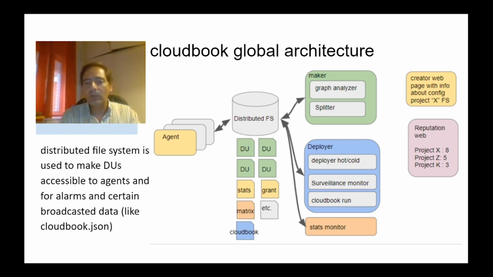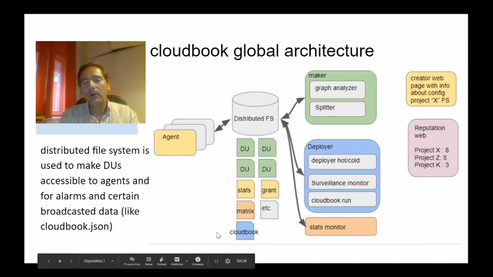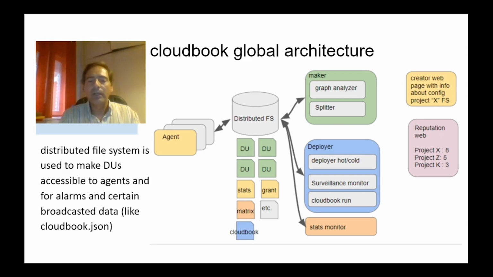The way in which the deployer works is by creating a file called Cloudbook. The Cloudbook file is the most important file of the architecture, and this file contains the matching between agents and deployable units. So the deployer is aware of the underlying architecture, the machines, the capacity of every machine, what quantity of memory or CPU to grant to the execution of the program, and depending on this information, it makes one assignment or another. And this assignment is written in the Cloudbook file.